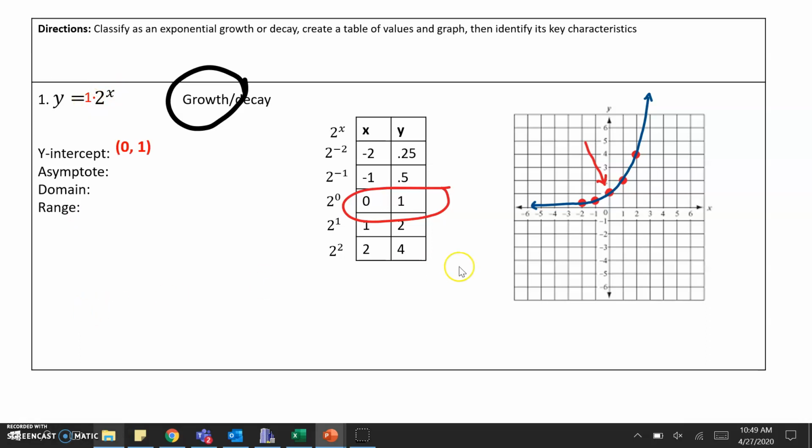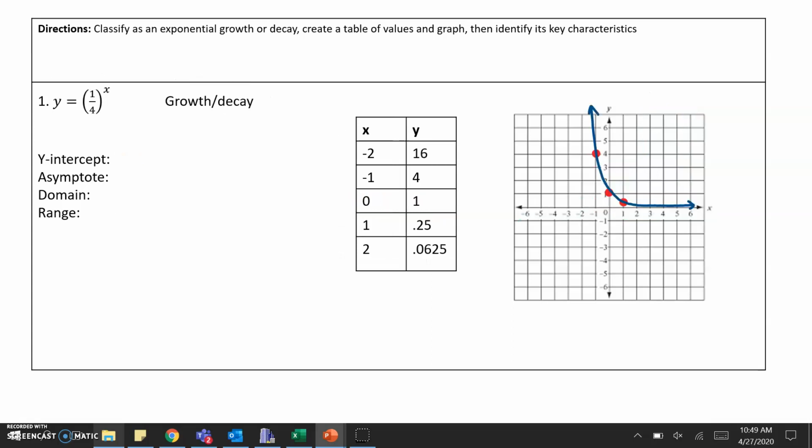My asymptote is where the graph levels out. So I can draw a horizontal line where it's leveling out. That's where y is 0, the x-axis. Okay, I'm going to put it in the form y equals 0. The domain is all real numbers, and the range then is all of the y values above the asymptote. So all the y values above 0, y is greater than 0.